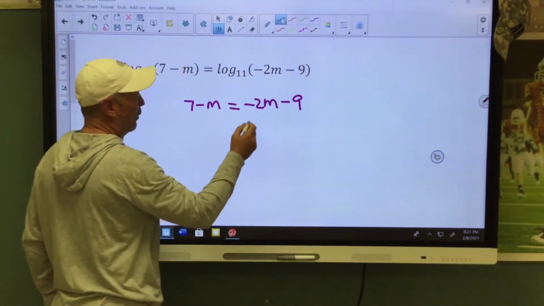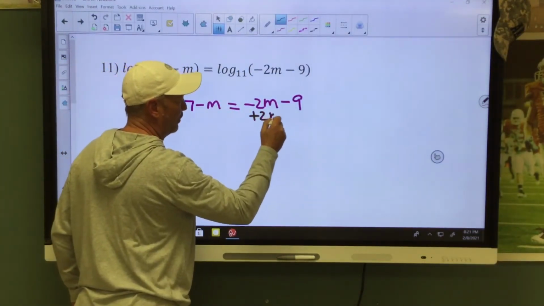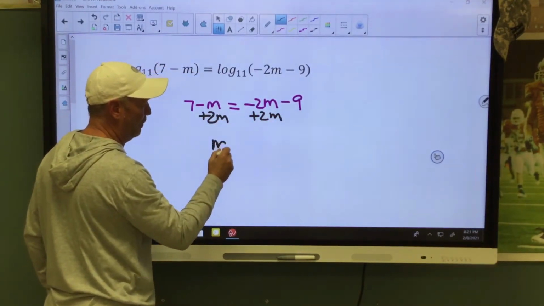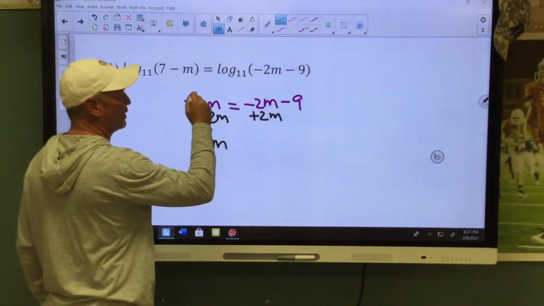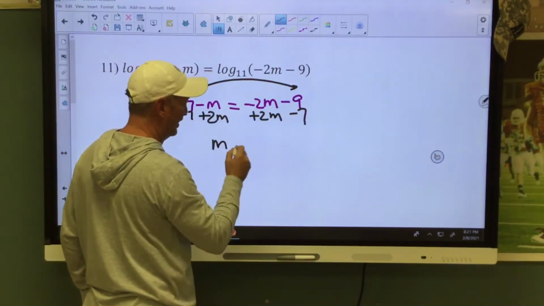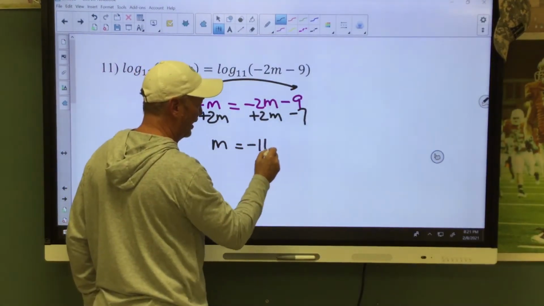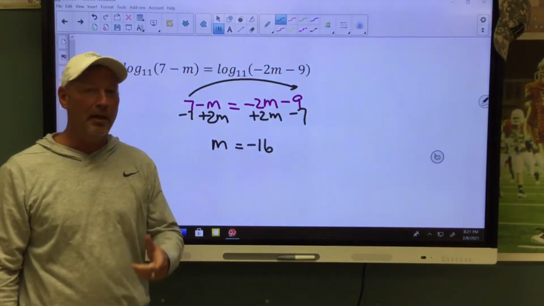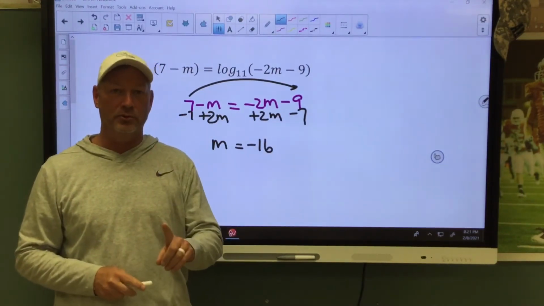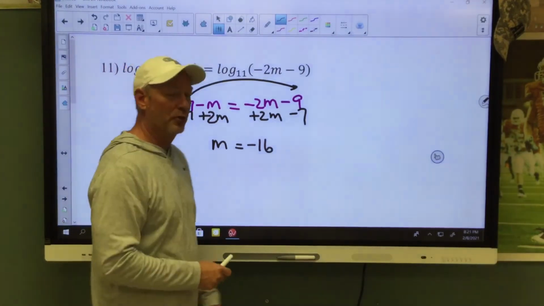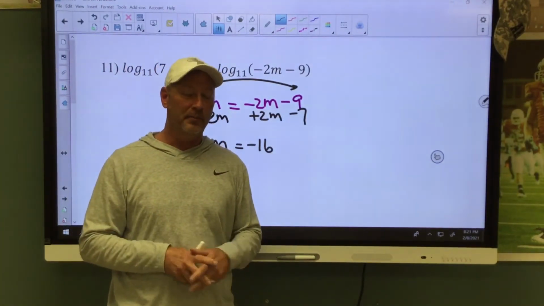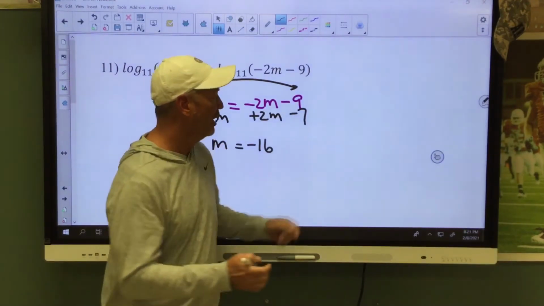In this case, I would ask you to go plus 2m, and that would equal m. We would move the 7 to the other side. We would say minus 7, m equals a negative 16. That may be a good answer, but you have to be careful because now there's two rules. Here's the first rule. You cannot take the log of a negative number. It's a no solution situation.